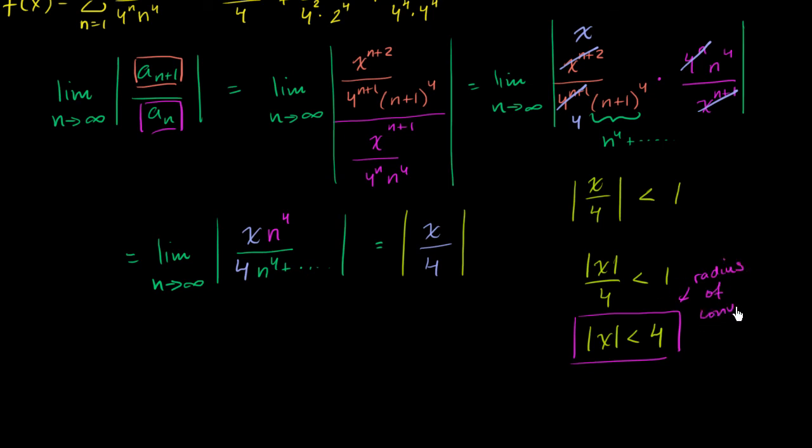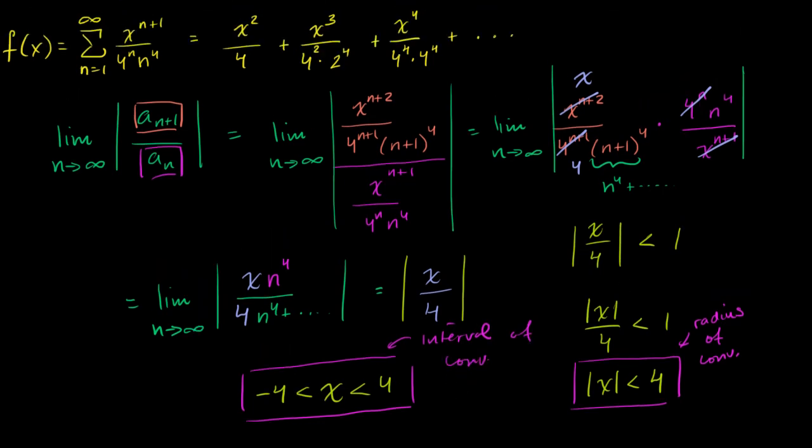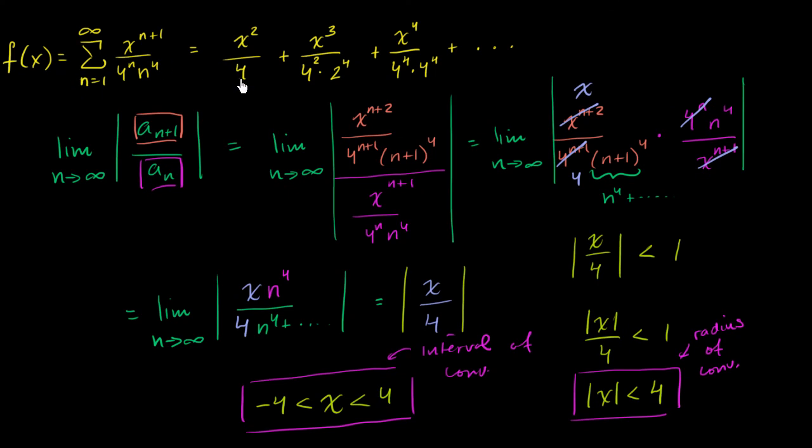Or if we wanted to write that same information as an interval of convergence, we would say that x has to be less than 4 and greater than -4. This is the same information expressed this way. This is the interval of convergence. So these are the x values for which this original function is going to converge to finite values.